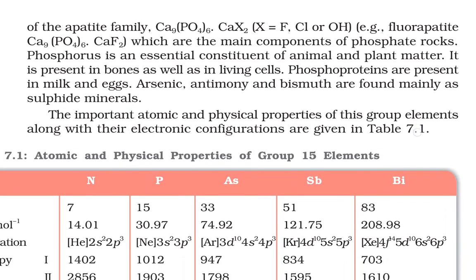Phosphorus is an essential constituent of animal and plant matter. It is present in bones as well as in living cells. Phosphoproteins are present in milk and eggs. Arsenic, antimony and bismuth are found mainly as sulfide minerals.